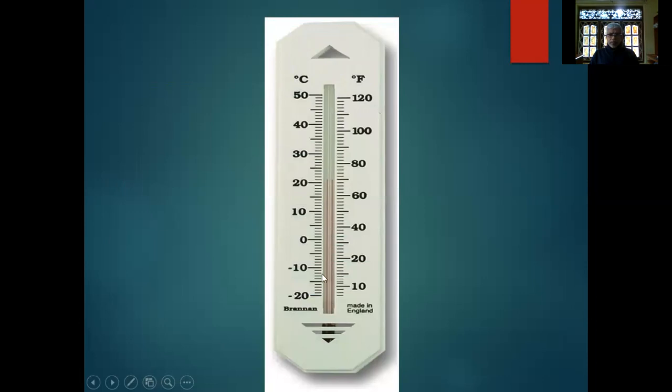This is the mercury column, or sometimes alcohol is also used. Up to that point, the column has risen. It shows the temperature. When you read that, that's the temperature of that particular place or particular day. Now be familiar with that. Be used to reading it, and at present digital thermometers are also available in our market.